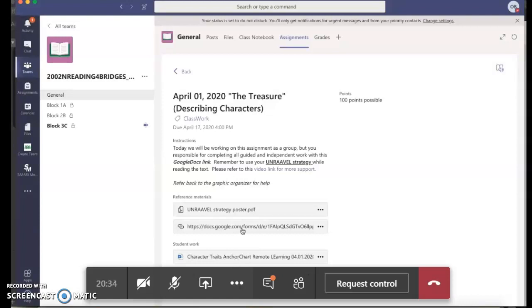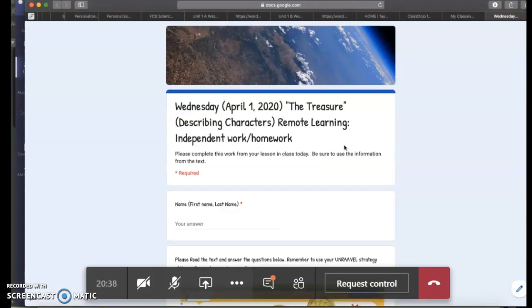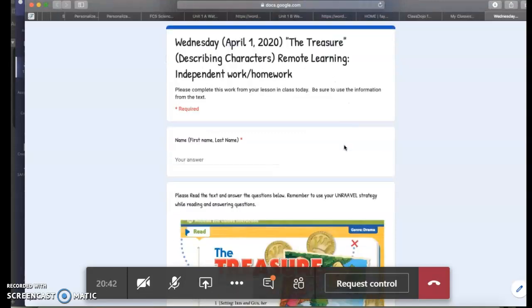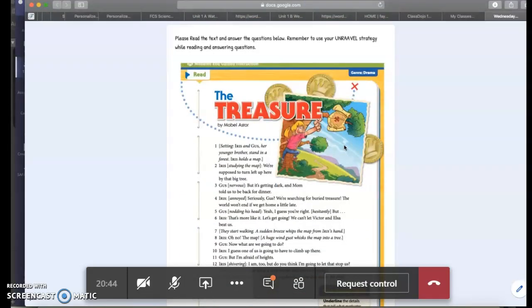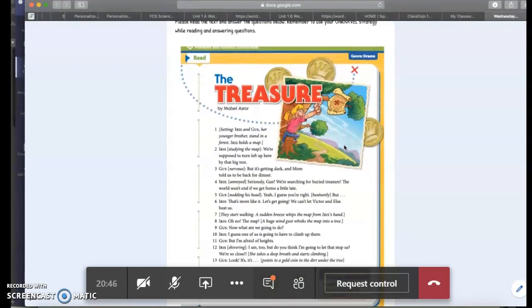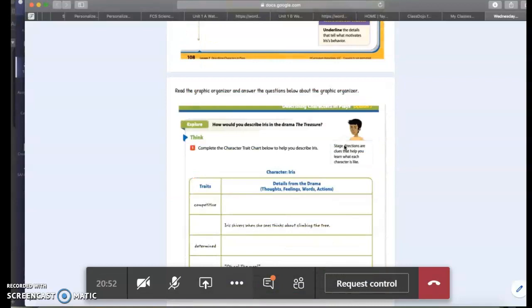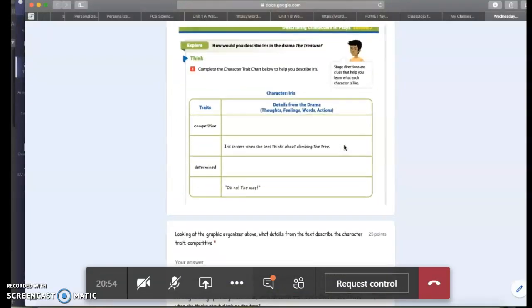But let me click on the link here. And then let me go up to my browser here. And here is what you will see once you click on the link. And voila, you have the same story. And so you should be very familiar with the story now. And so there we go again. We have the same graphic organizer.